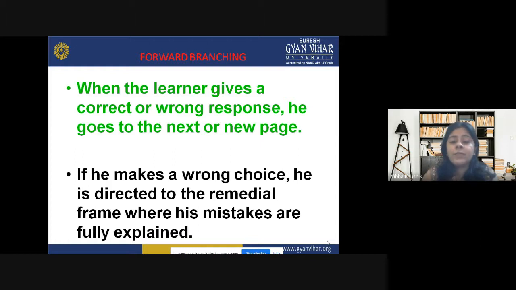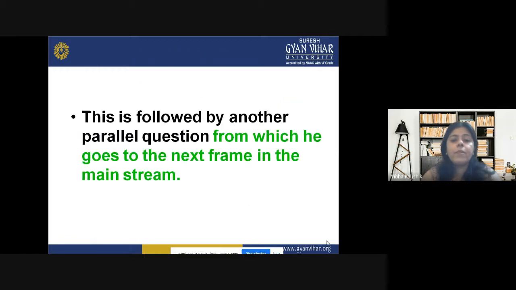What mistakes have been made by the learner, and the whole concept will be fully explained by the remedial frame. The whole concept will be made understood by the learner. This is followed by another parallel question, from which he goes to the next frame in the mainstream.